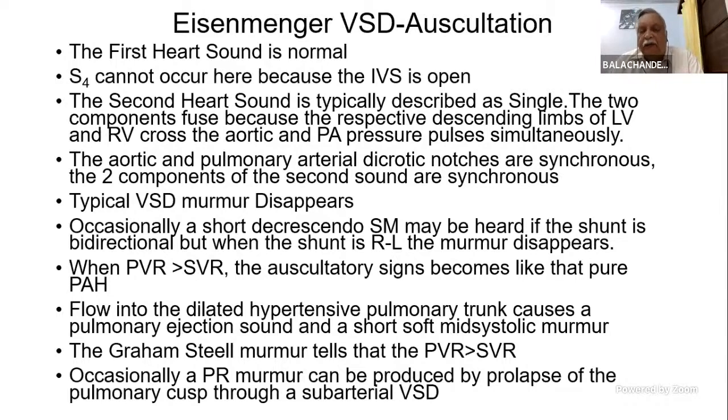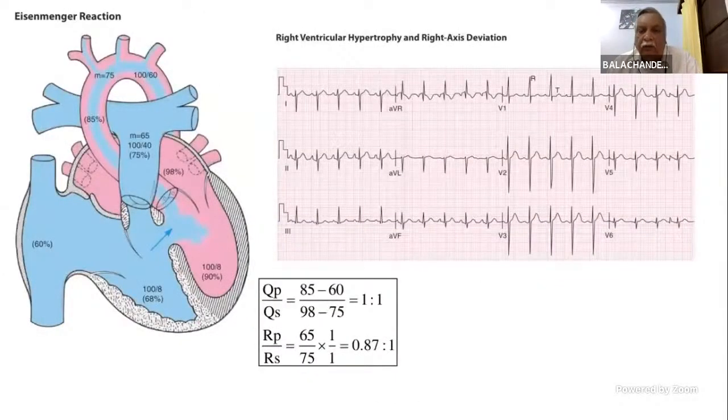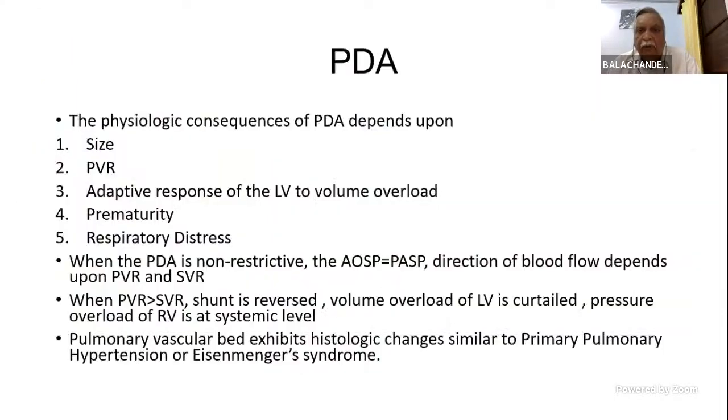Occasionally, you can get a decrescendo murmur. And when the PVR becomes more than SVR, sometimes the auscultatory signs become like that of primary pulmonary hypertension. And you will get a Graham Steell murmur in VSD also. Next one, please. You get a right axis deviation.